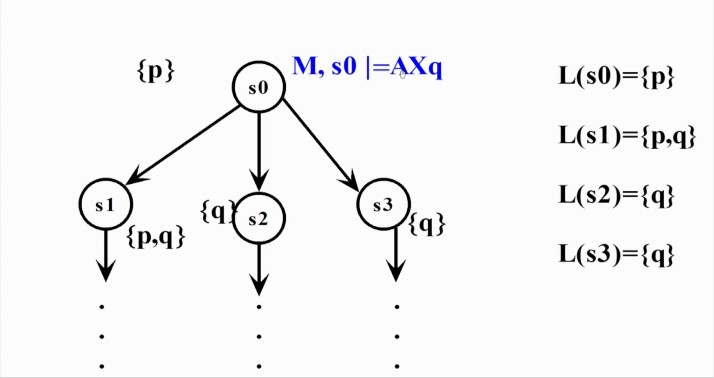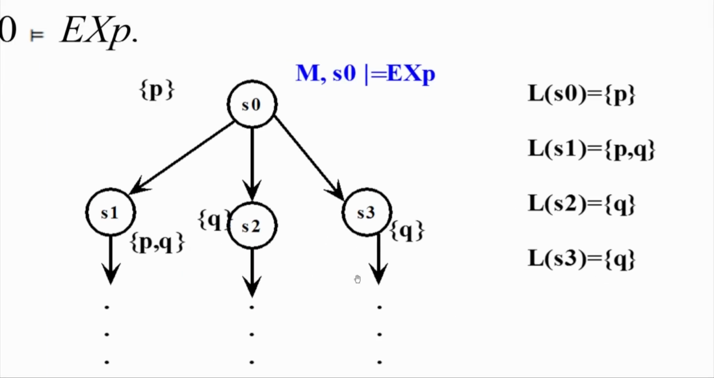So you can see, for all paths, next state Q. From here you can see that there are three paths, 1, 2 and 3, and in all these three paths from S0, in the next state, X means next state, Q is true. So Q is true over here, Q is true over here, Q is true over here, done. So S0 will satisfy this CTL property.